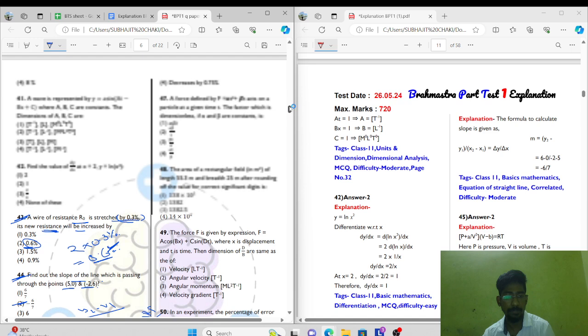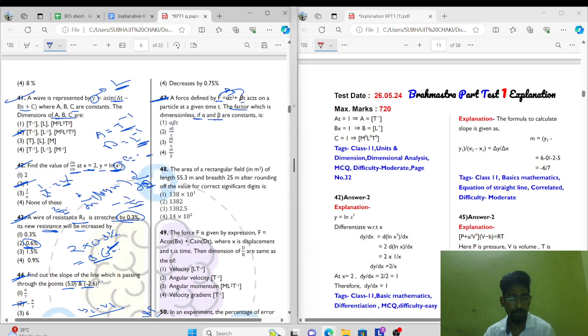Question number 47. F is equals to alpha t square beta t, same dimensional homogeneity. F is this, F is also this. Write the factor of dimensionless quantity alpha beta. This is the PYQ question, right? This is the PYQ question. This is asked in NEET 2024.